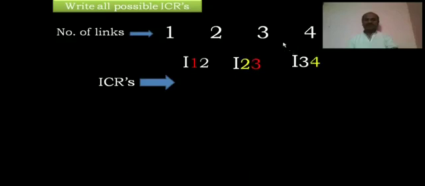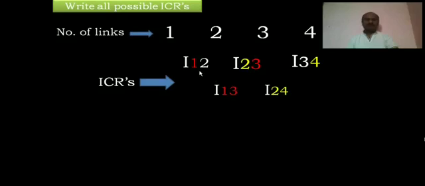The next is a pair of link 3 and 4, which is I34. These are the 3 ICRs. Next ICRs will be written as I13 and I24. You can observe the color codes over here. This is the easy method to write down the ICRs.